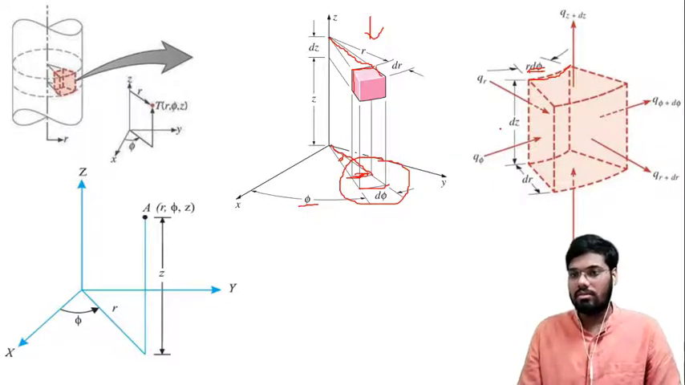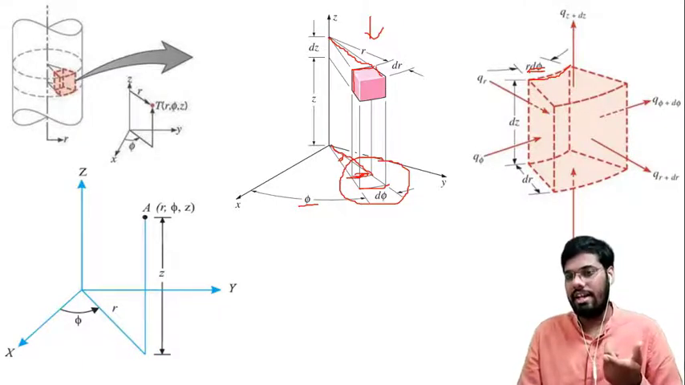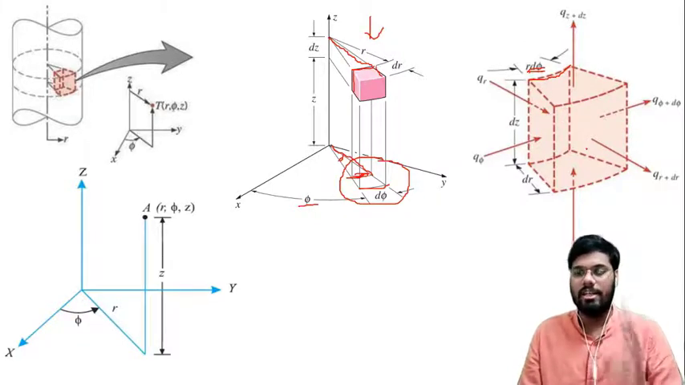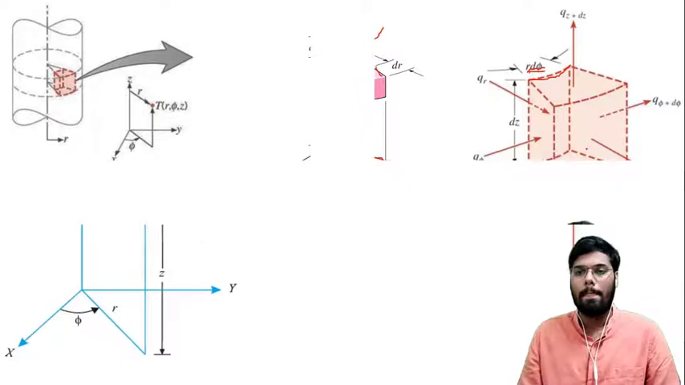So there are three directions. This is one direction, which is our phi, in which heat is flowing. Another direction is the z direction, and another is the radial direction. So there are three directions, r, phi and z, from which heat is flowing by conduction mode.